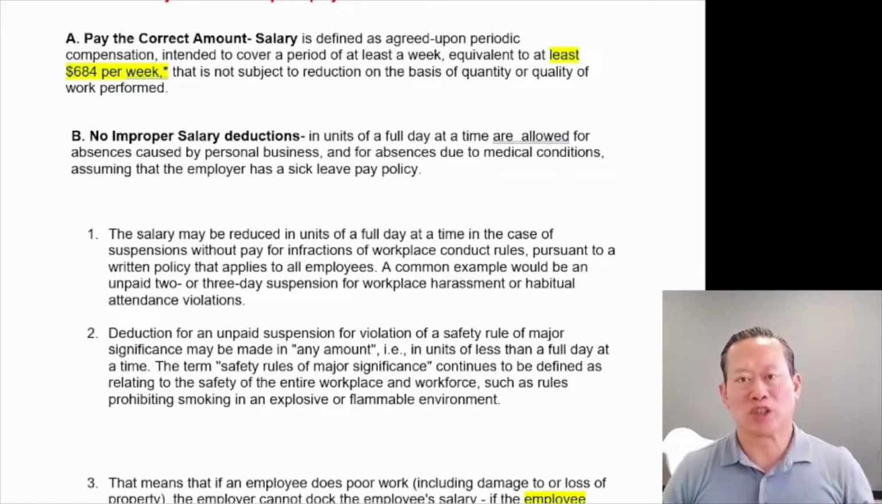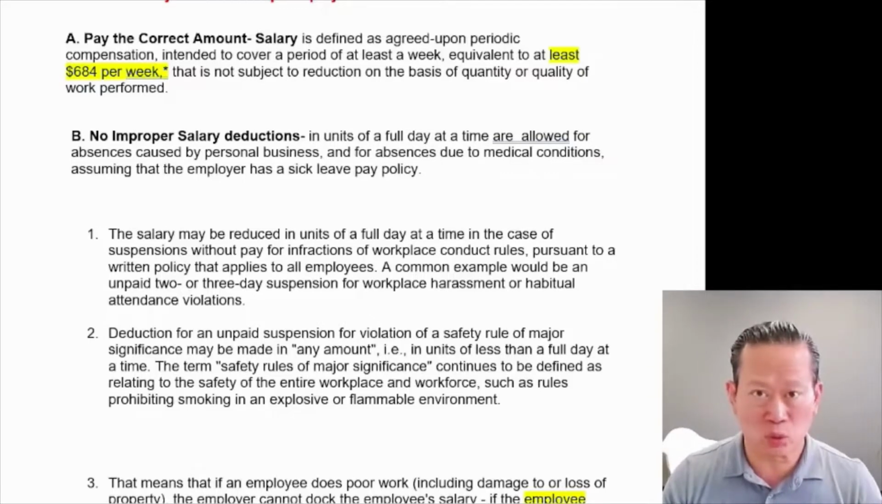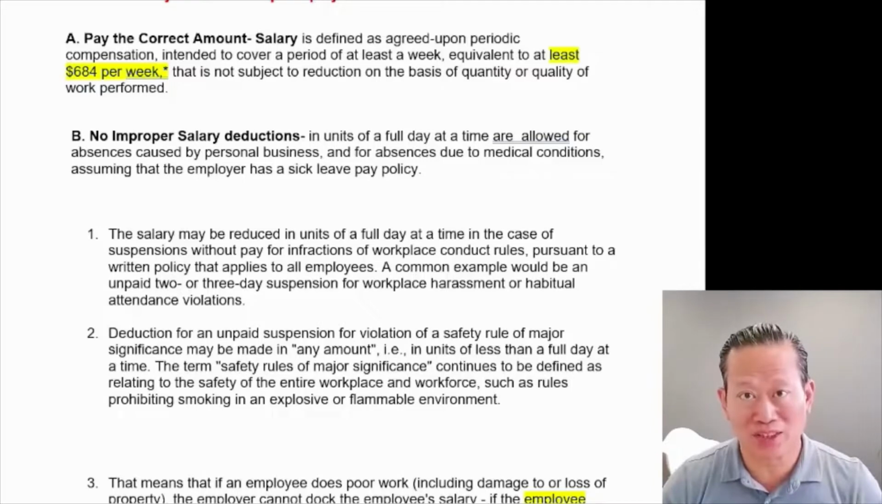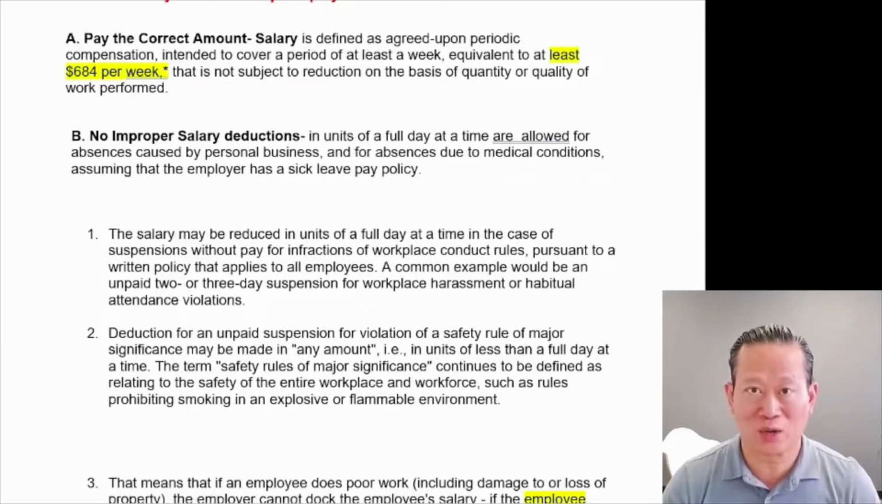So what are improper deductions? For example, if you have an employee that shows up and performs work, no matter what the quality is or the quantity, you still have to pay them a salary. If you don't like their work, the quality, or the quantity of the salary exempt employee, you can fire them, discipline them, write them up, but you still have to pay them a salary.